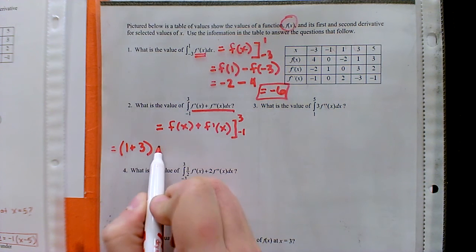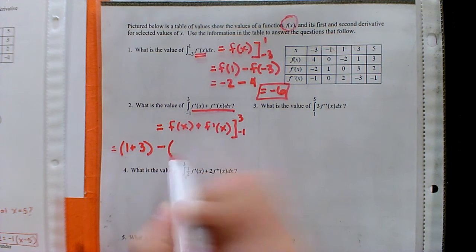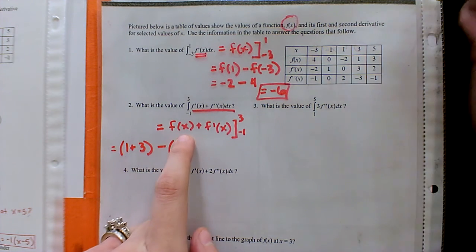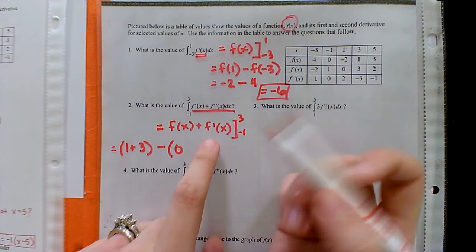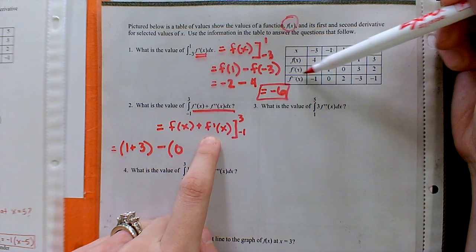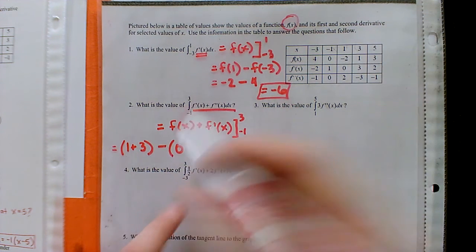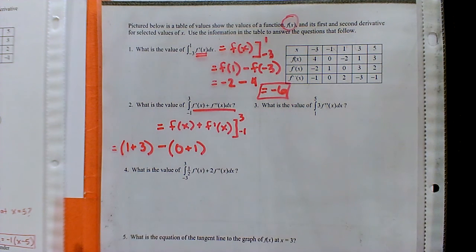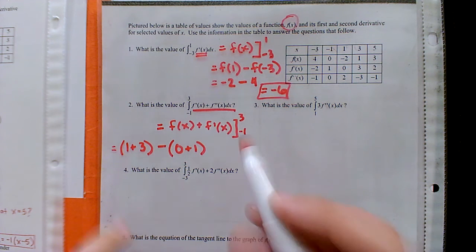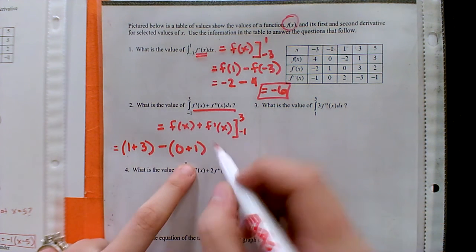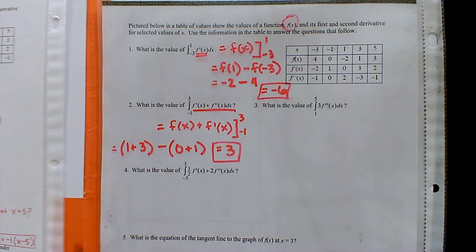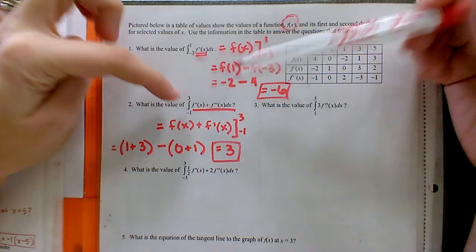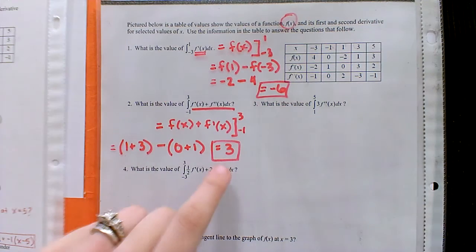We then have to subtract what we get when we plug in -1. So f of -1 is 0. The derivative at -1 is 1. So it looks like we have 4 minus 1, which is 3. So our combined area under each of these curves is 3.